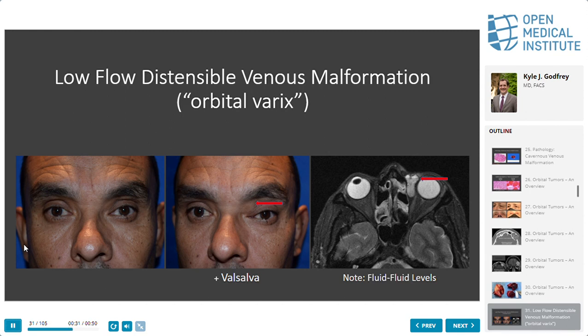On the imaging, you can see this fluid level, showing that there's fluid differentiation within the lesion. You have to be very careful with these. This is a lesion you don't want to biopsy. It's essentially very thin wall, dilated venous channels that you don't want to go in and take a piece of tissue from. You're going to cause a massive bleed and a difficult problem to clean up.